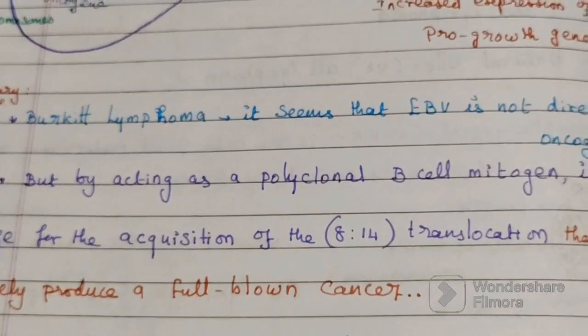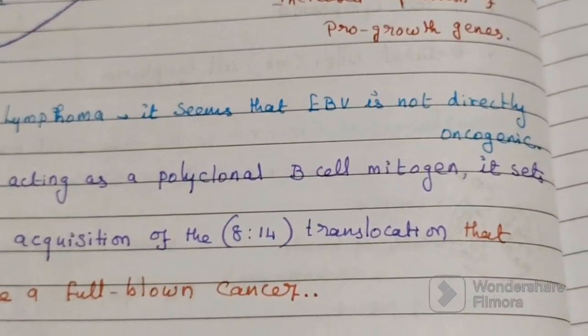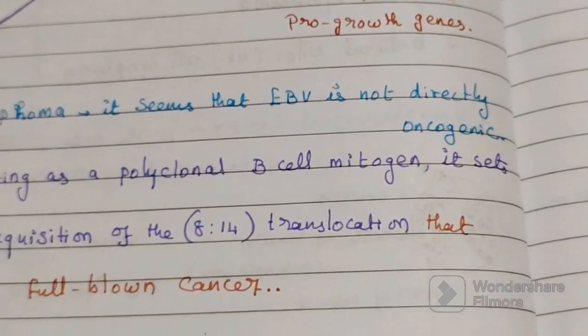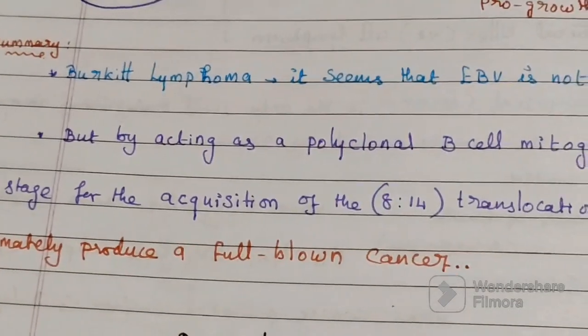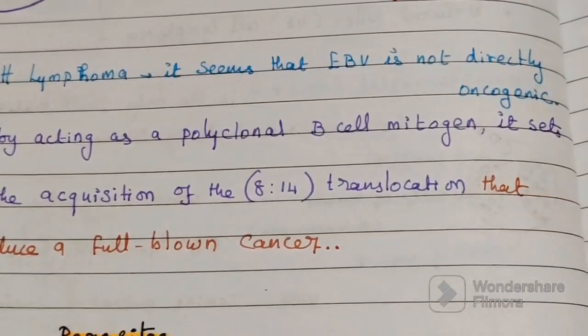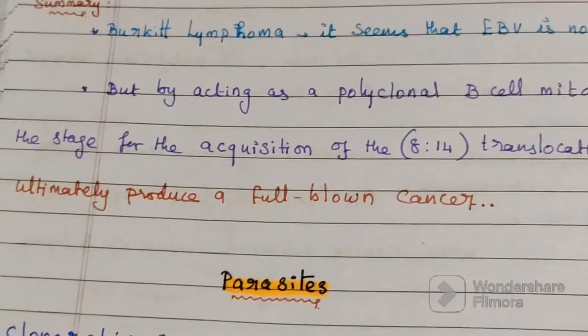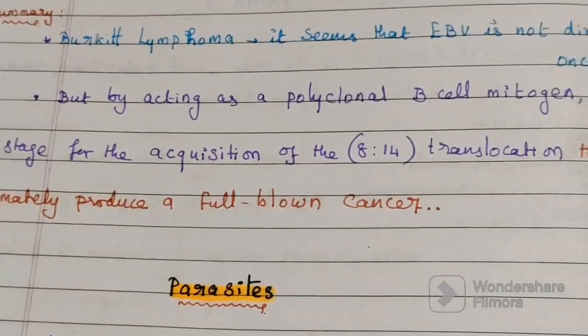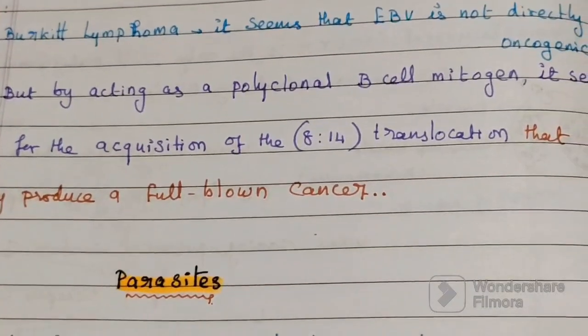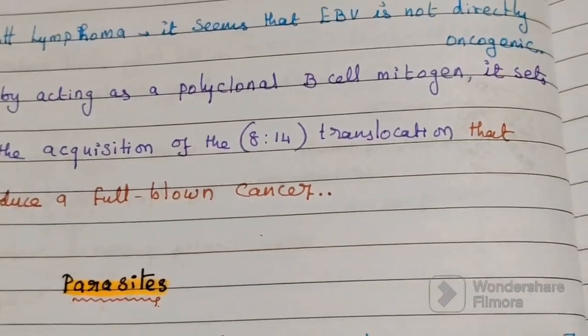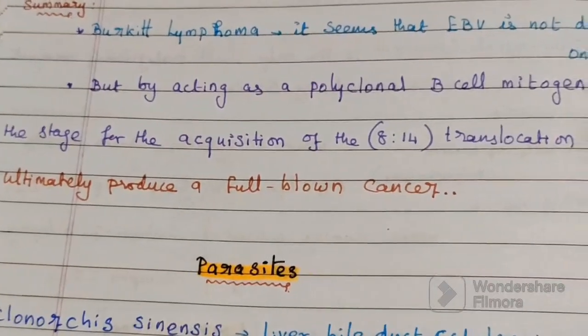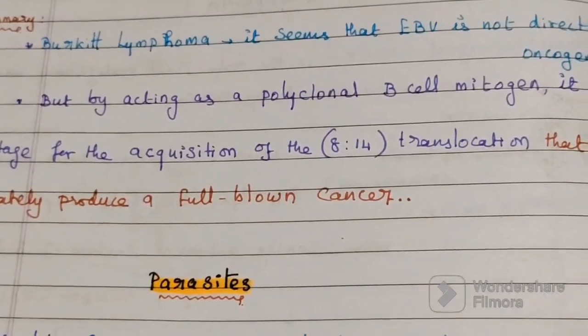So summary: Burkitt lymphoma is seen with Epstein-Barr virus. It is not directly oncogenic, but by acting as a polyclonal B-cell mitogen, it sets the stage for acquisition of the 8-14 translocation that ultimately produces full-blown cancer.